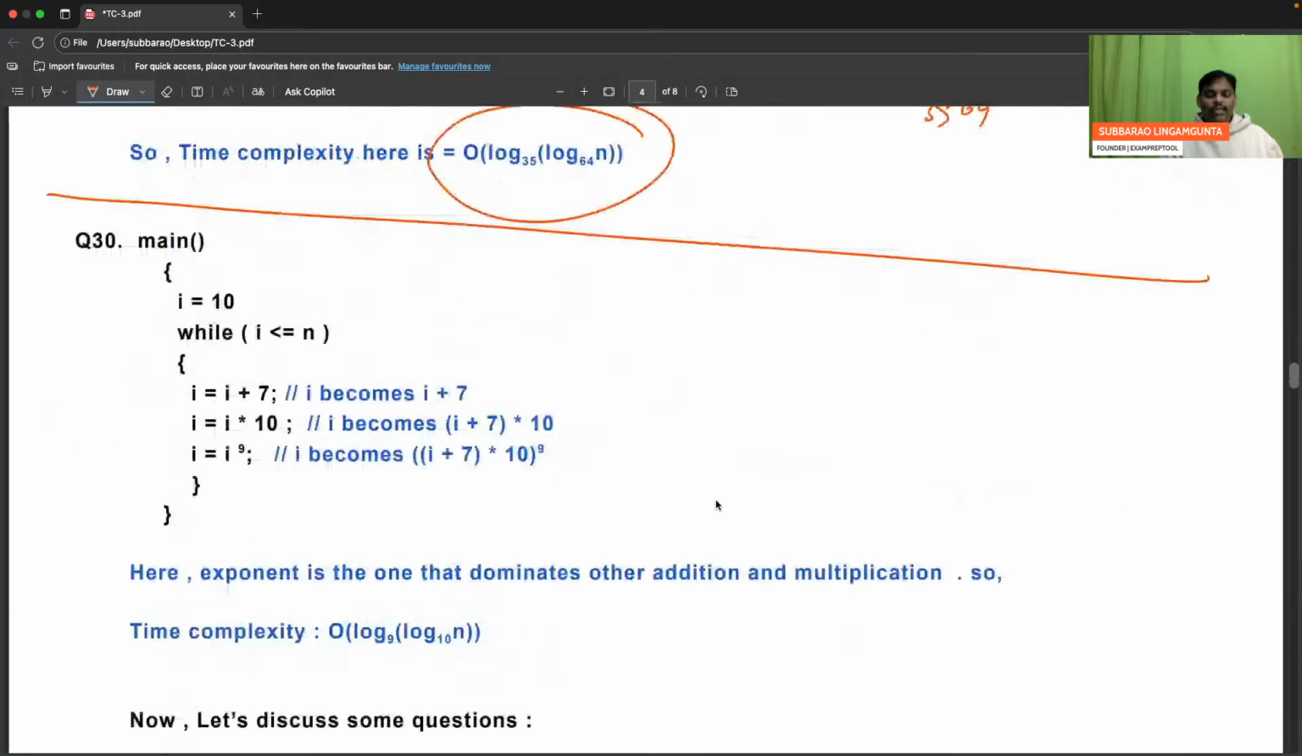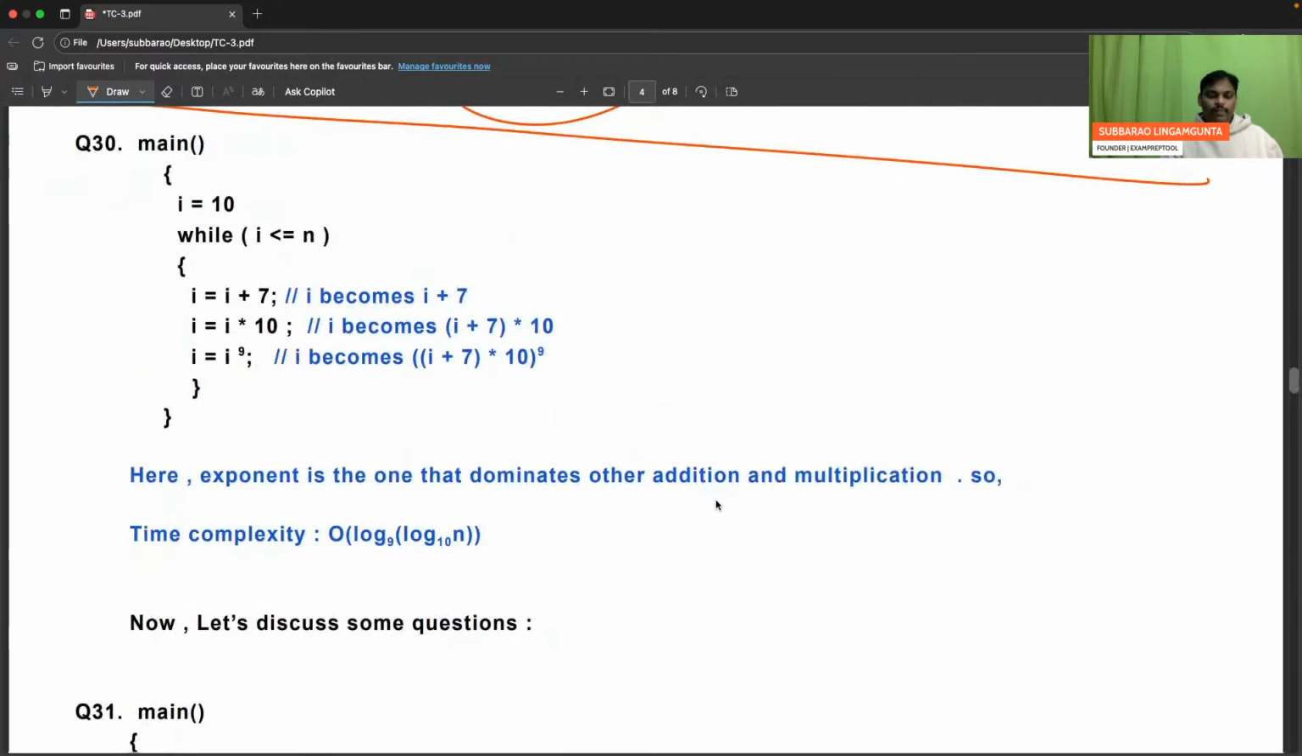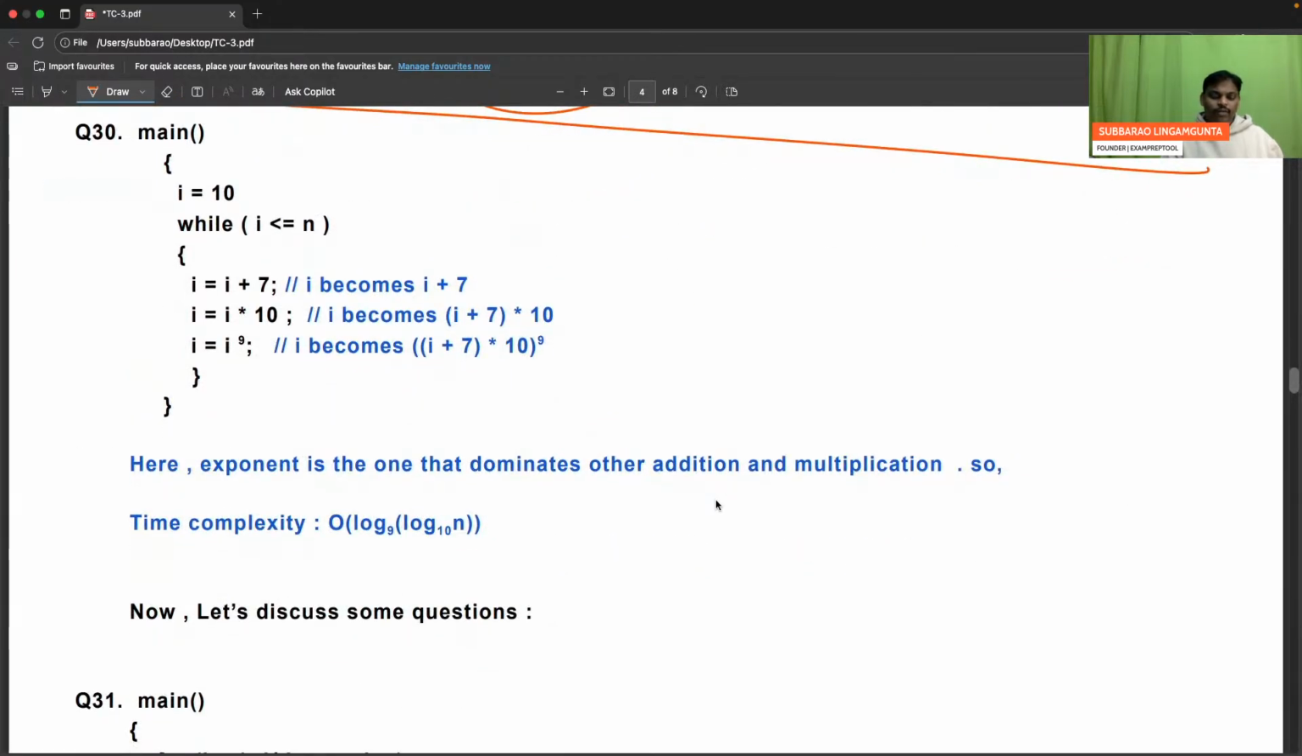So 29 is over. What is question number 30? Go to question number 30. Everyone see question number 30. Main, i is equal to 10, while i less than or equal to n, i is equal to i plus 7, i is equal to i into 10, i is equal to i power 9. Something like that is given. Can you see this one? Already started with small, so inside you should increase. Let's see what he is doing.